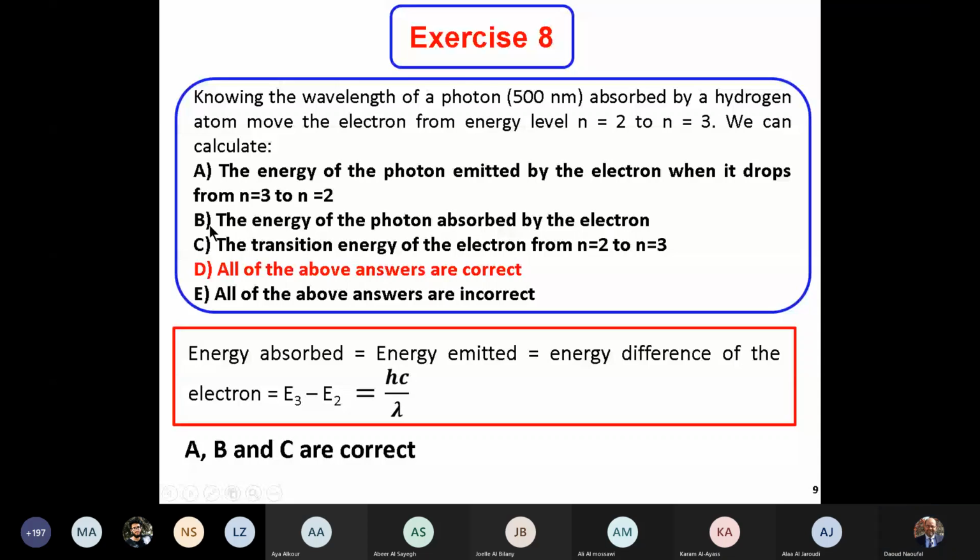C, the transition energy of the electron from n equal 2 to n equal 3. This is true. This is correct. When we pass from n lower to n higher, we call it transition. When we return from higher to lower, we prefer to use the term emission. So C is true. The part D, all the above answers are correct. So A, B, C are correct. So the answer is D.